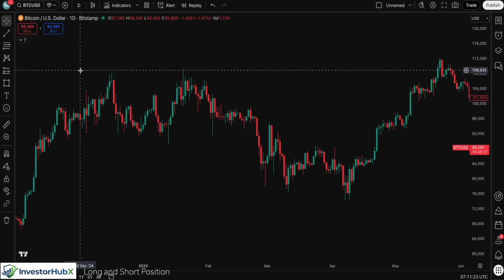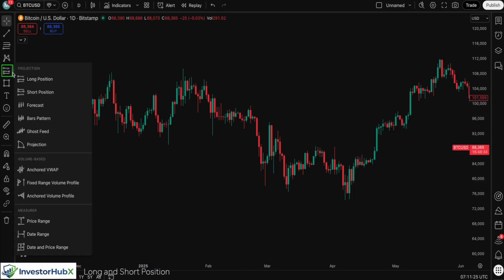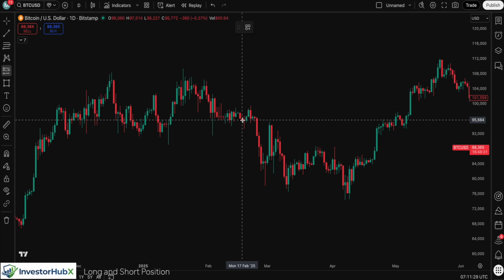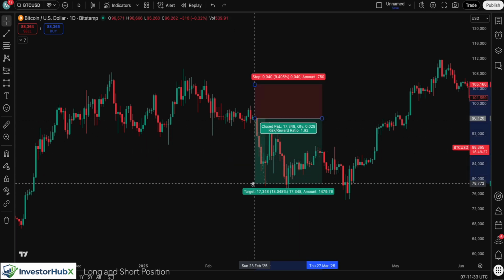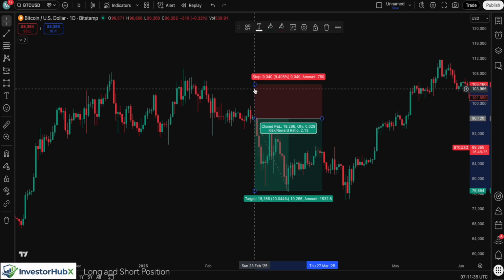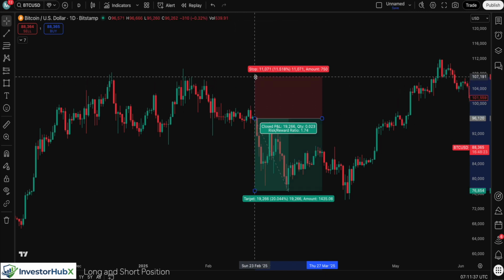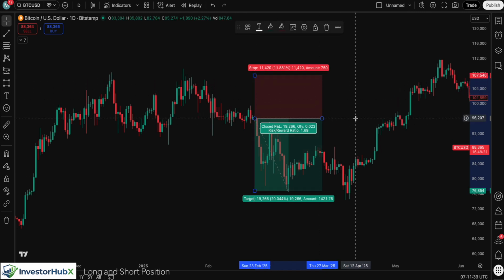Now let's look at the short position tool. The short position tool is used when you expect price to move lower. To apply it, select the short position tool from the toolbar. Click on your entry point, drag the tool downward to set your take profit level, and drag it upward to set your stop loss level. Just like the long tool, TradingView automatically calculates the potential profit, potential loss, and the risk-to-reward ratio of the trade. The point of using projection tools is planning.